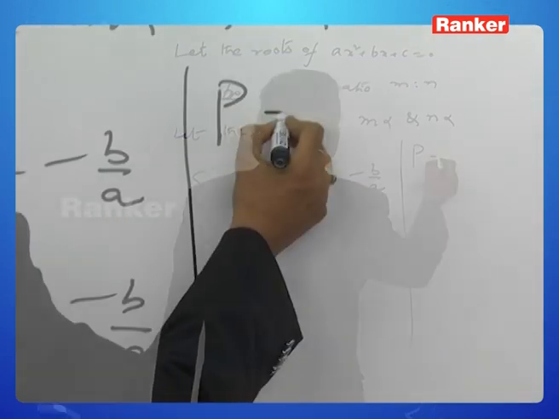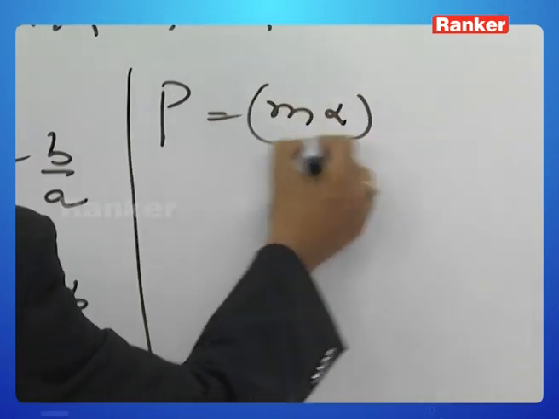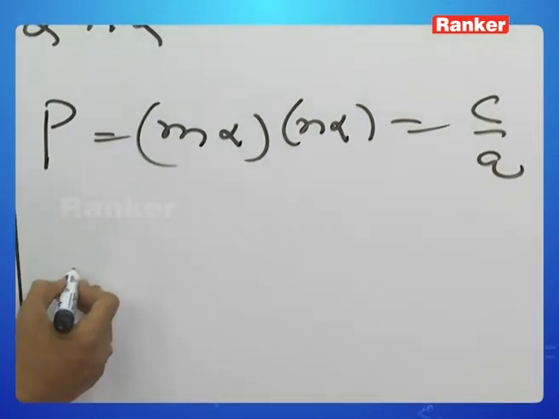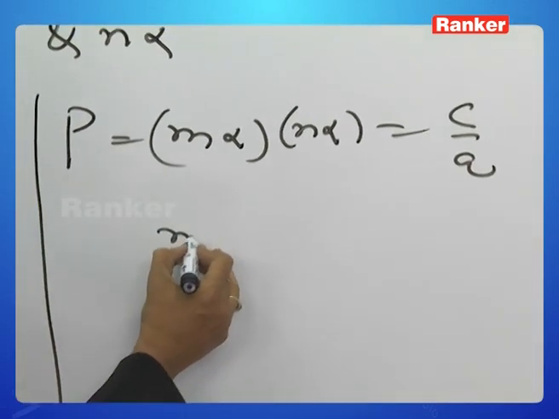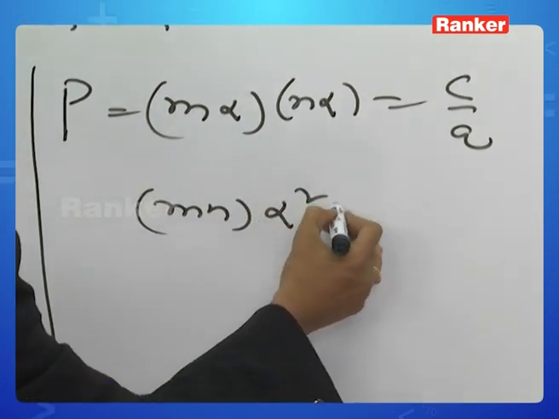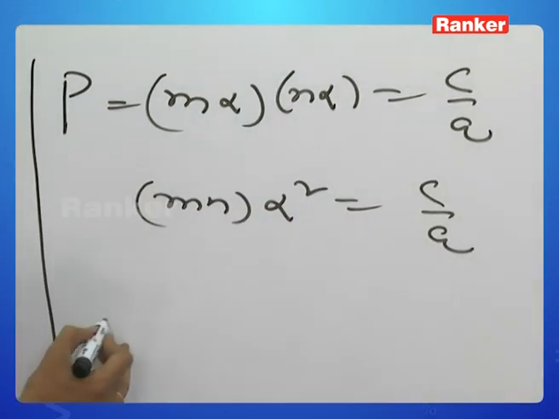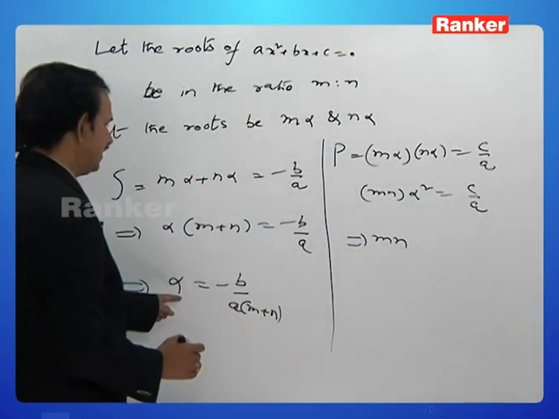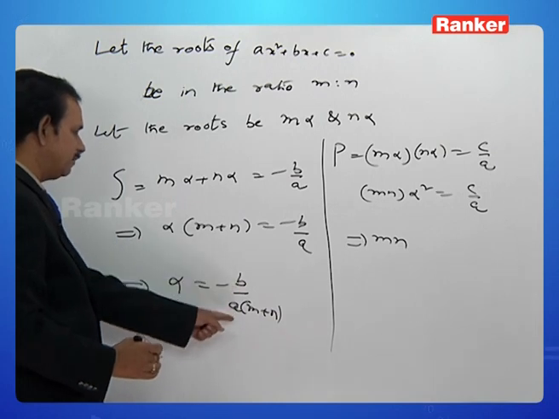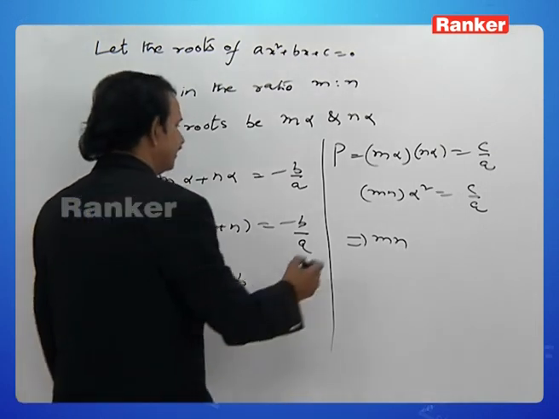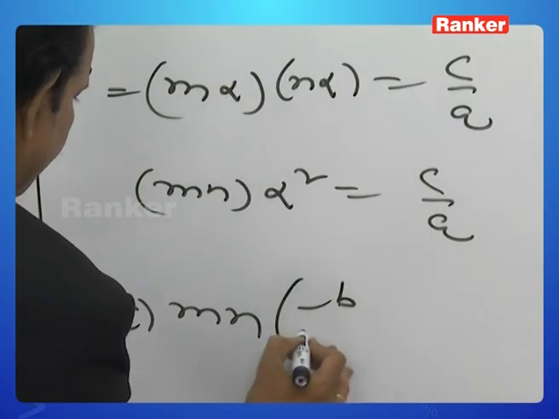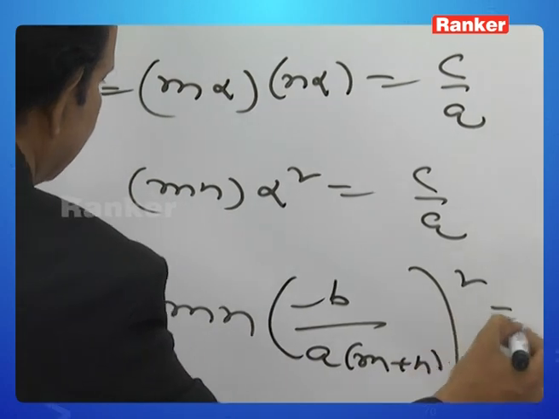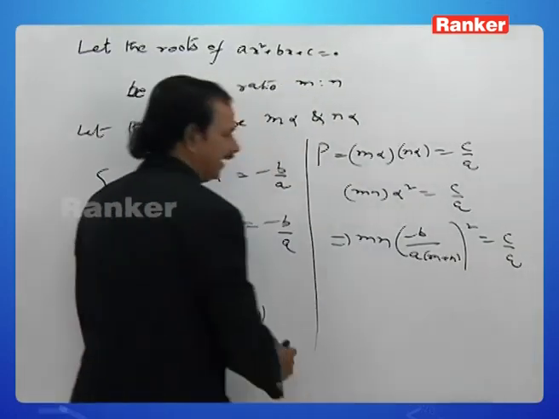Okay. Next, product of the roots. What is the product of the roots? M alpha into n alpha is equal to c by a, that is mn into alpha square is c by a. What is alpha square? In the place of alpha, can we write minus b by a into m plus n? We can write it: mn into minus b by a into m plus n whole square is equal to c by a.